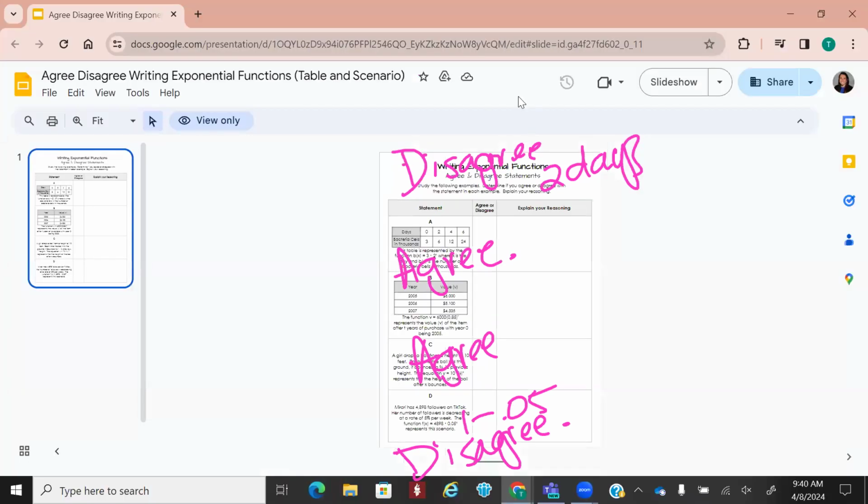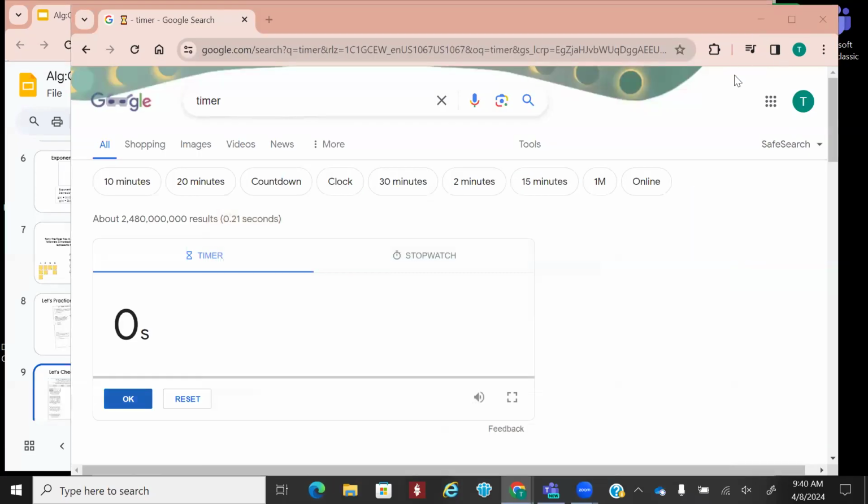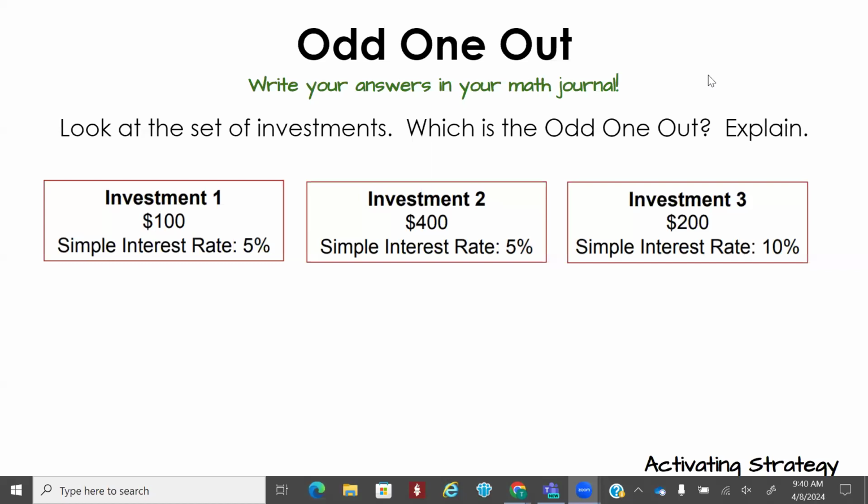All right, so we're going to move back to something that we were talking about a little while ago. Y'all are going to want to go back to your seat for that one. Y'all have this? No, y'all don't. Which one's different from the rest of them? Investment 3. Why?